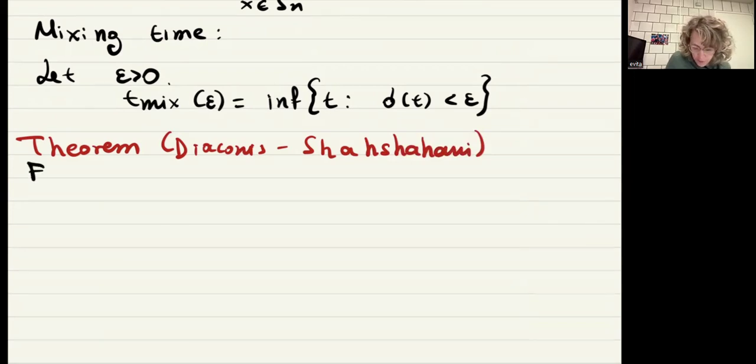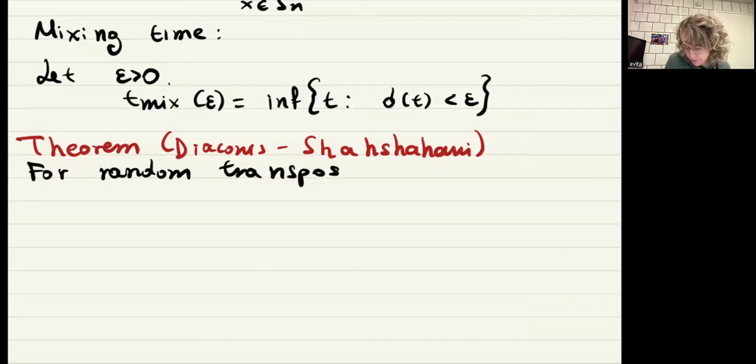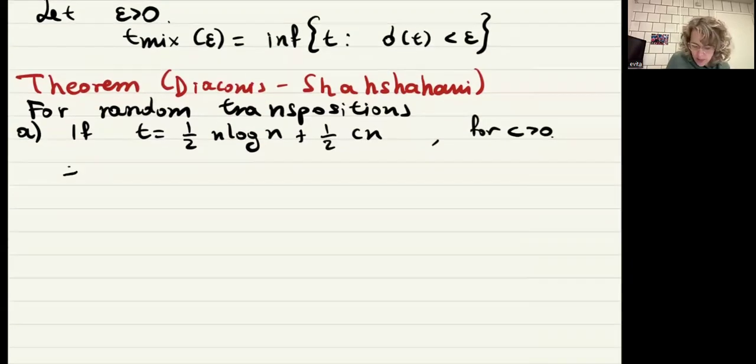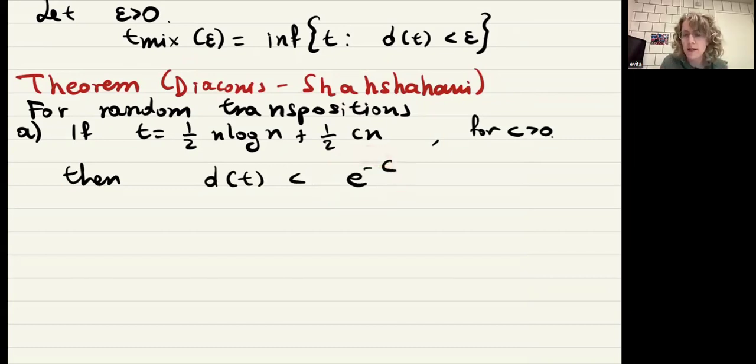So for random transpositions, first of all, if we take 1/2 n log n steps plus a little bit more, then the total variation distance becomes less than e to the minus c. So over here, I'm lying. There might be some constants I'm throwing under the rug, but very soon I will give you a very precise statement. So it's roughly that.